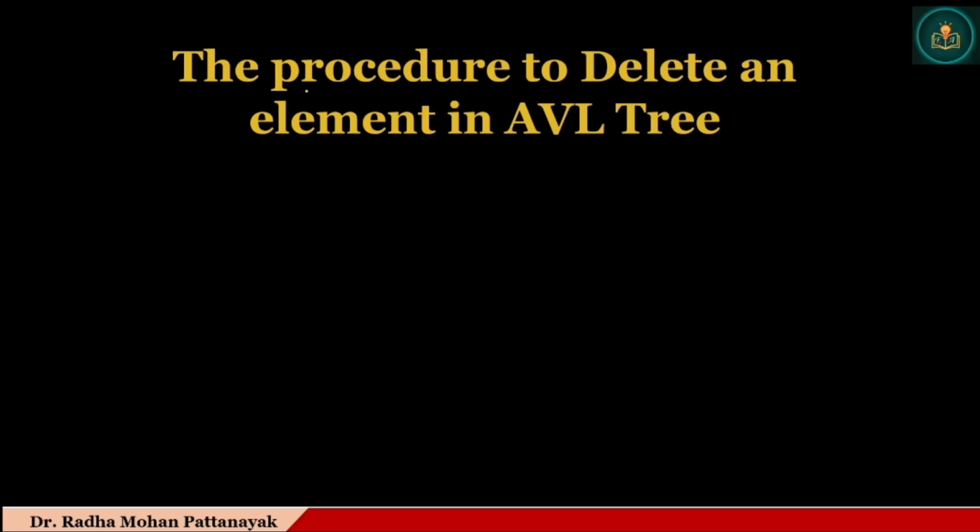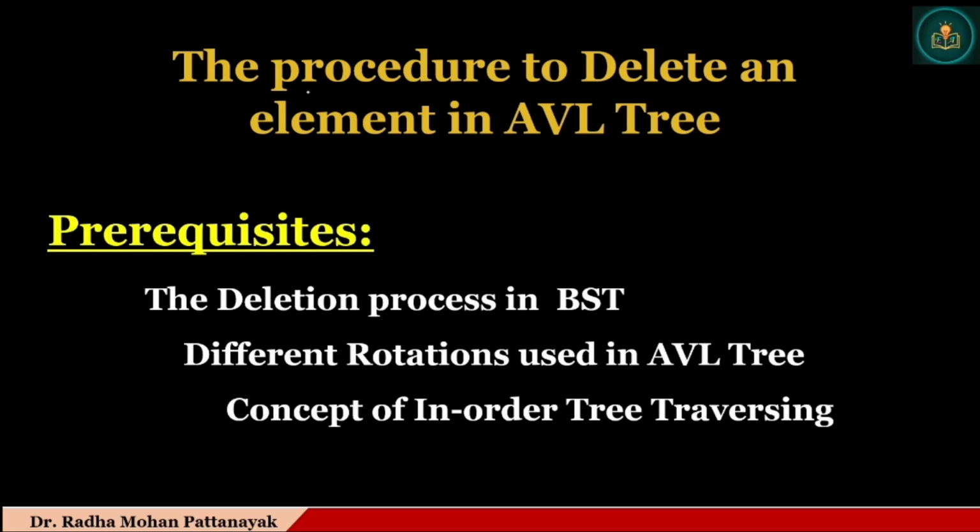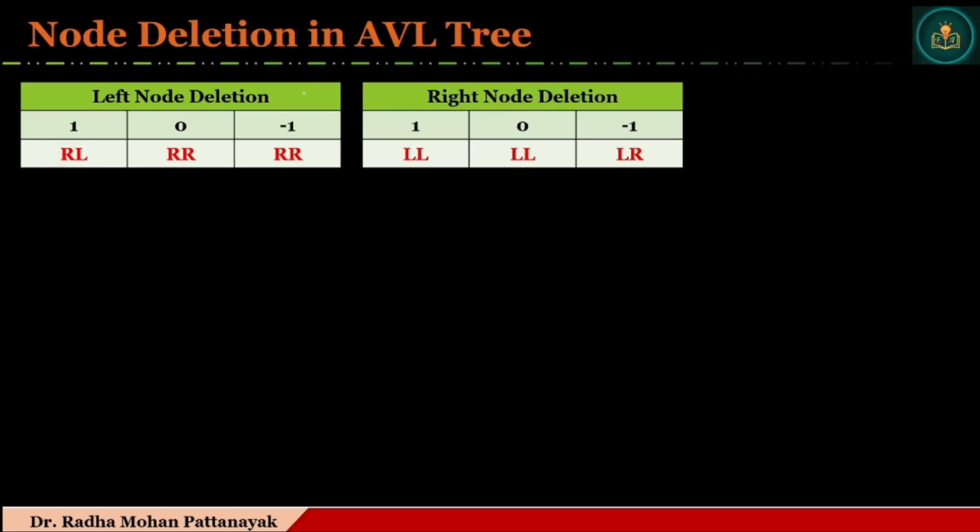Today I am going to discuss the procedure to delete an element in AVL tree. The prerequisites to understand this deletion process are the deletion process in BST, the different rotations used in AVL tree, and to traverse the tree by using in-order procedure. Let's start the session with the concept of deletion in AVL tree.